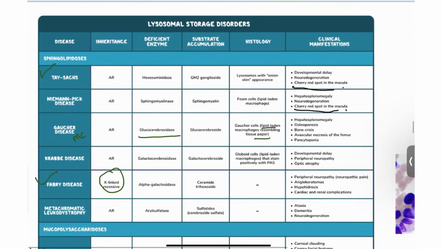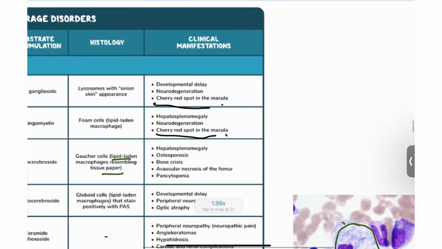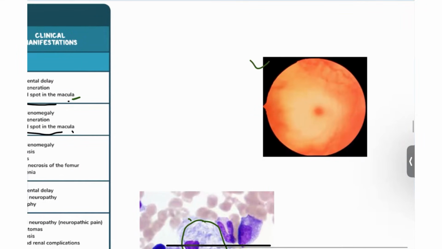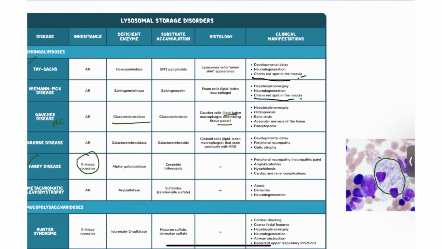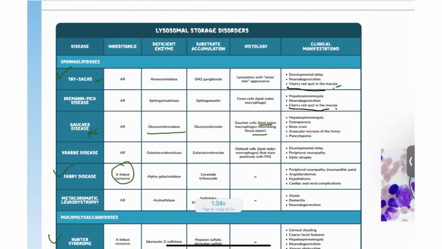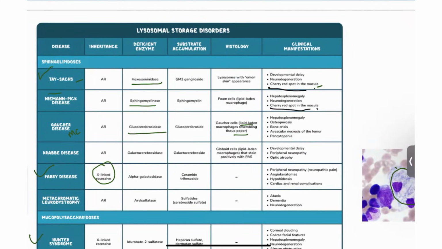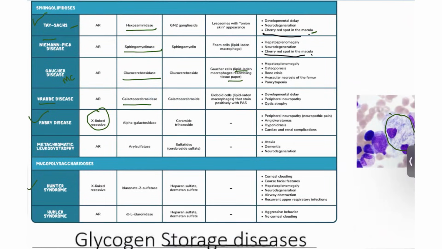Tay-Sachs, this is the most common cherry red spot. Okay, this question was also asked in a previous examination. It can be seen in Niemann-Pick, it can be seen in metachromatic leukodystrophy, but most commonly seen in Tay-Sachs only. The deficiency is hexosaminidase. Niemann-Pick, sphingomyelinase. Krabbe, galactocerebrosidase. And metachromatic leukodystrophy, arylsulfatase.